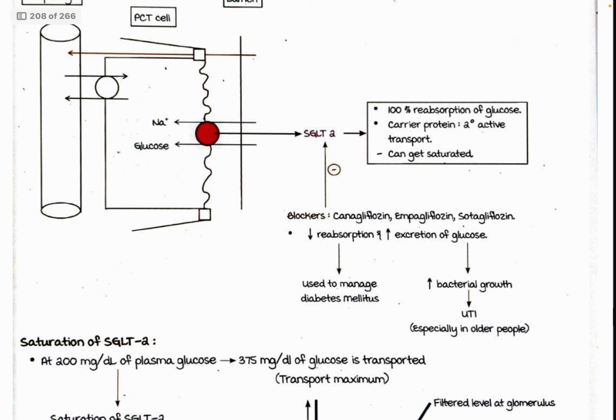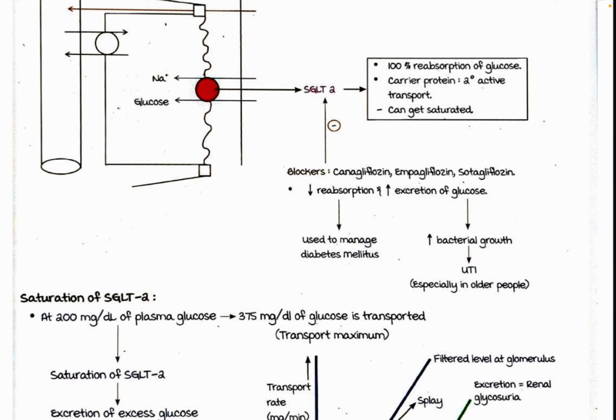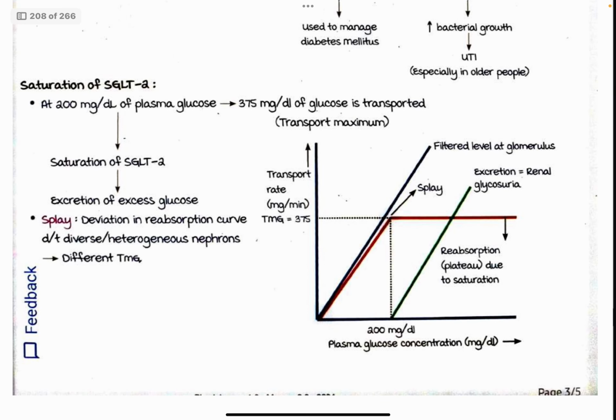The reduced reabsorption is used to manage diabetes mellitus. Increased excretion of glucose increases bacterial growth and UTI, especially in older people. SGLT2 saturates at 200 mg per deciliter of plasma glucose, and 375 mg per deciliter is the transport maximum. With saturation of SGLT2 and excretion of excess glucose, there is splay, a deviation in the reabsorption curve due to diverse, heterogeneous nephrons with different TMG.